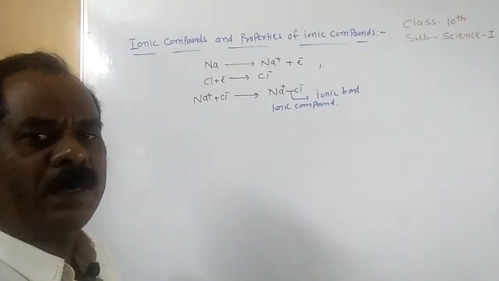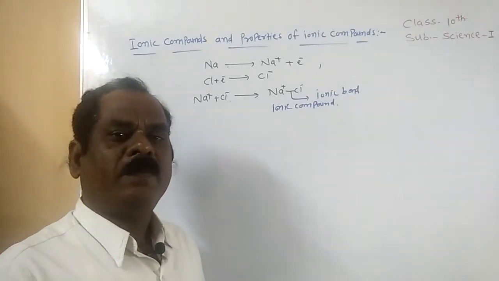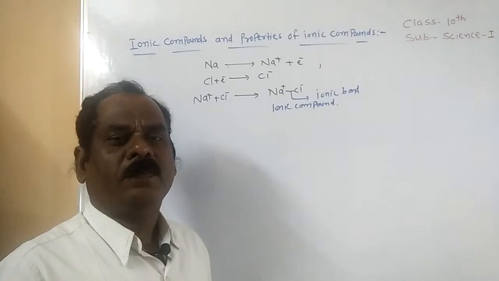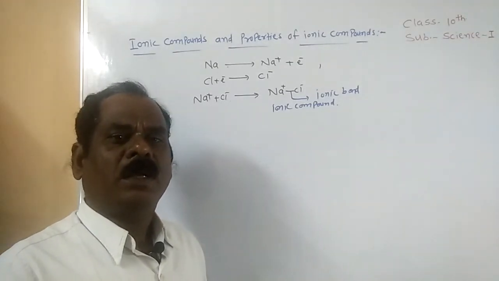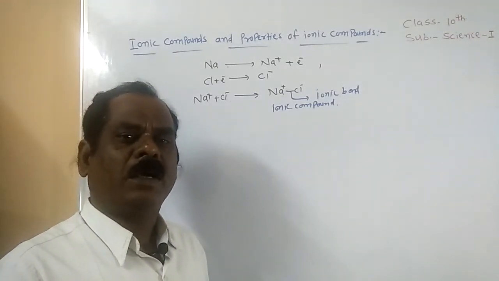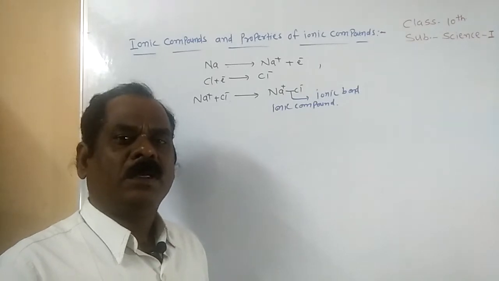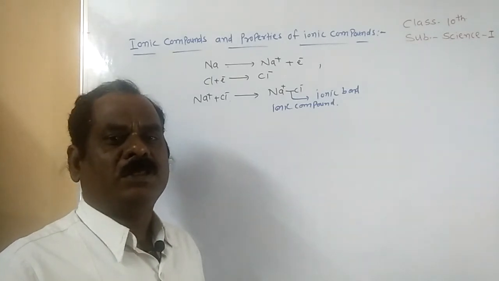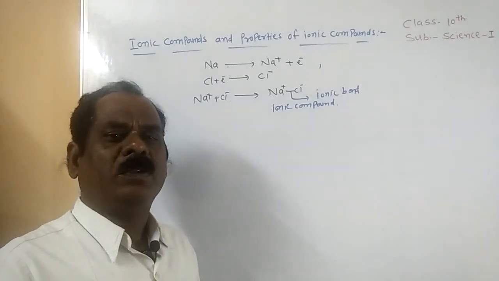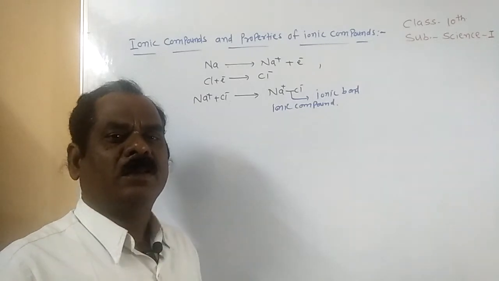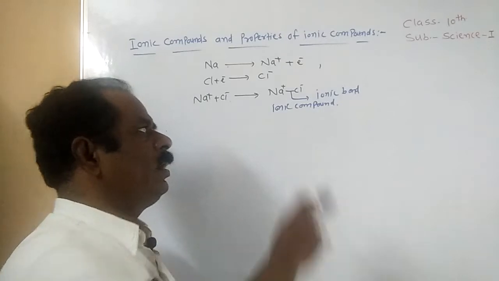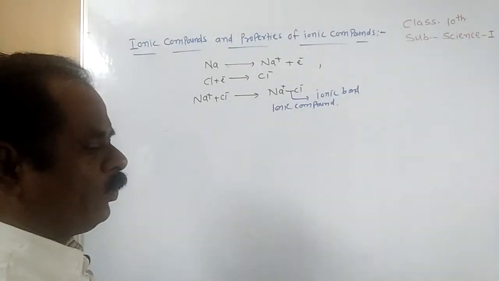A question may be asked in the examination: explain why ionic compounds are electrically neutral. Then how to write the answer? Ionic compounds contain cations and anions. These ions have the same magnitude of electrical charge, and in the ionic compound these charges are balanced. Therefore, these ionic compounds act as electrically neutral. This is one important point.